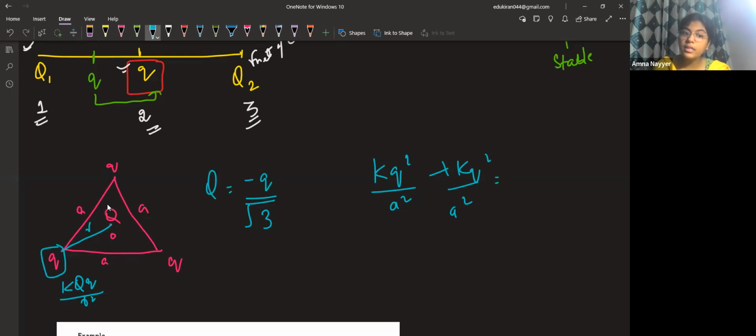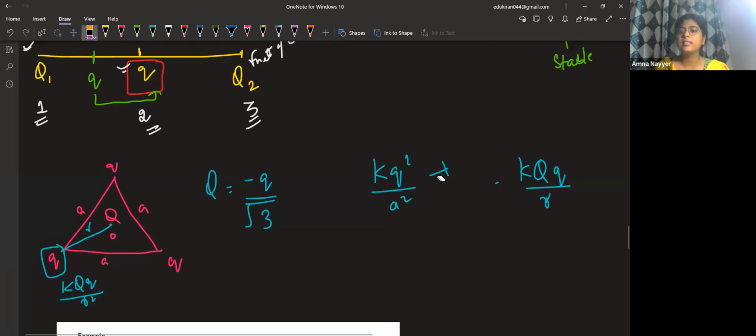Then equate it with the force due to this charge. That is K Q Q by R. A root 3 will come here. So again, a square will get cancelled. Ultimately, you will be left with this. This is how you solve it.